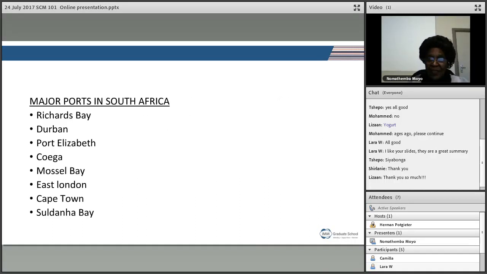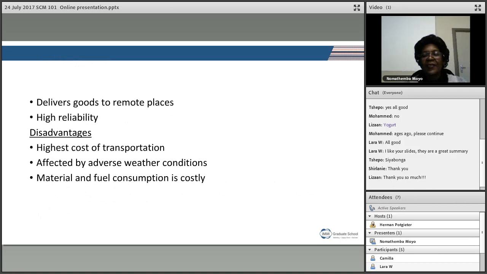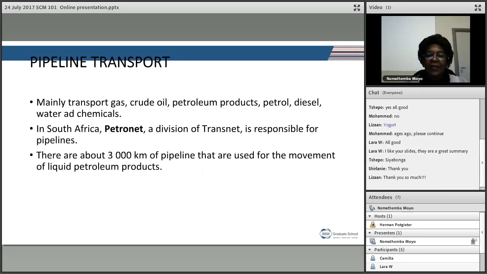Shipping. What is shipping? What types of ships do you have? And then advantages, disadvantages. What kind of products are best for shipping? Major ports in South Africa, I gave them: Richards Bay, Durban, Port Elizabeth, Quaker, Mossel Bay, East London, Cape Town.